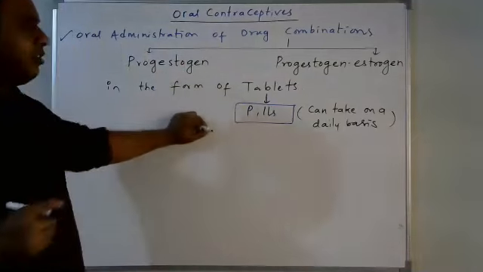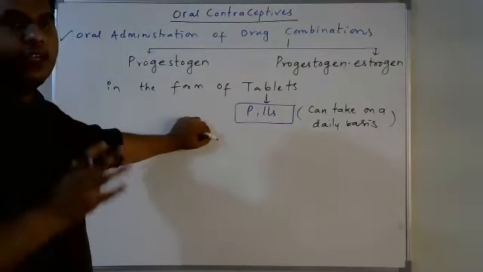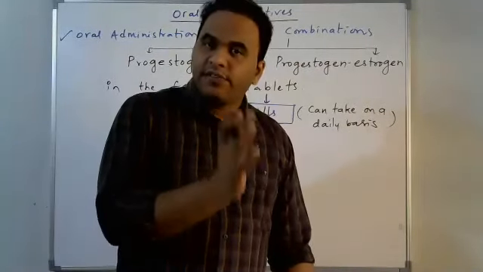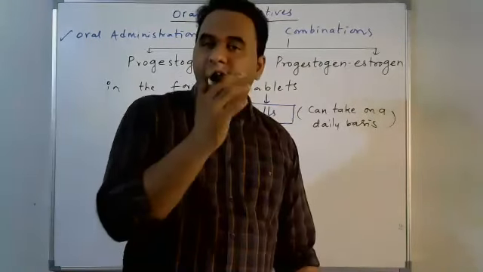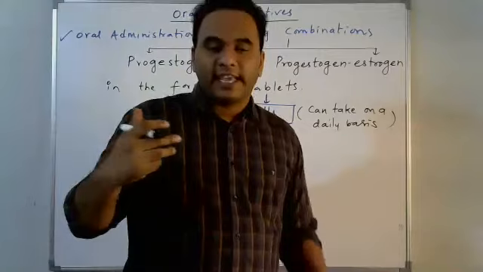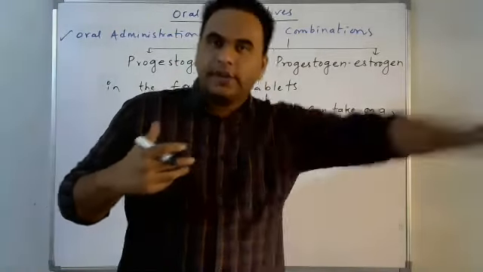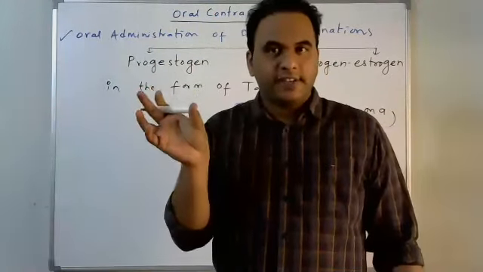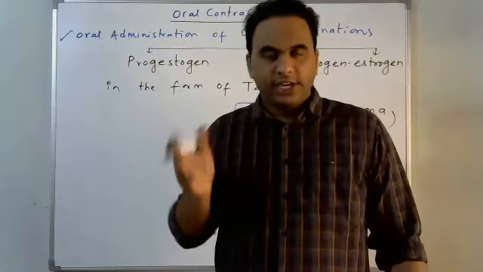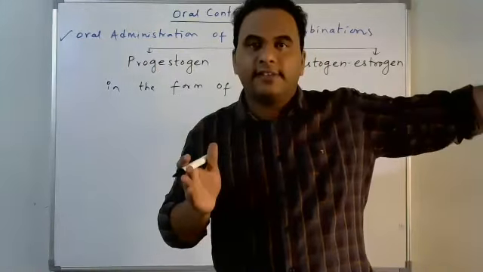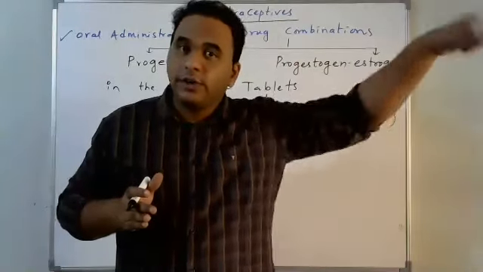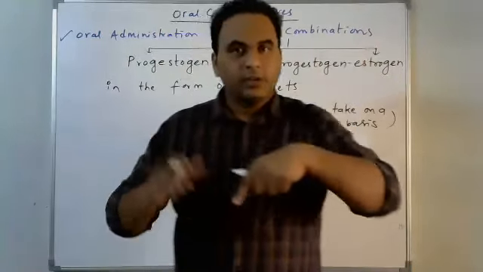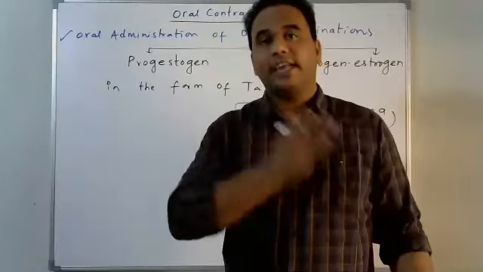Suppose the female wants to take them daily, she can take them for 21 days, starting from within the first 5 days of the menstrual cycle, up to 21 days continuously. Starting from any one day in the menstruation phase, she has to take them continuously for 21 days. Again after 21 days, during the luteal phase, she has to give a gap of almost 7 days, and then come back to the same day, if she wants to take them on a daily basis.